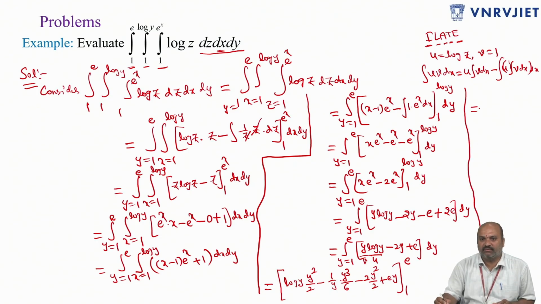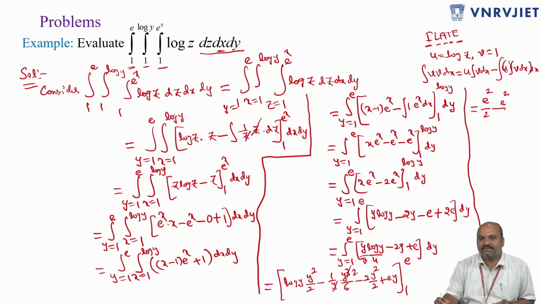Let's substitute these limits. Now this is equal to, see, instead of y, e. See, log e with base e is 1. So e square by 2. So e square divided by 2. Minus, e, instead of y, e. This is 1y and 1y gets cancelled. So y square. So e square by 6.